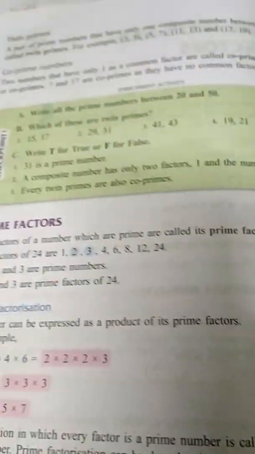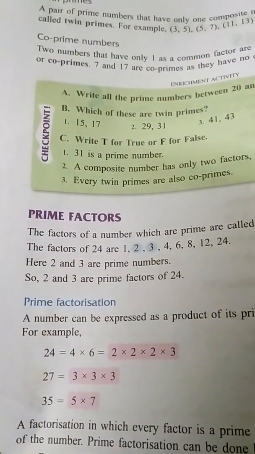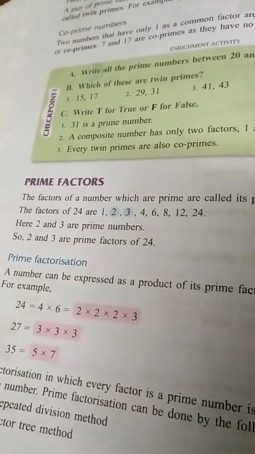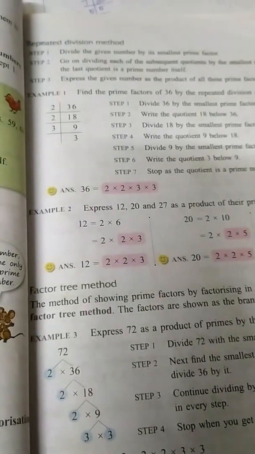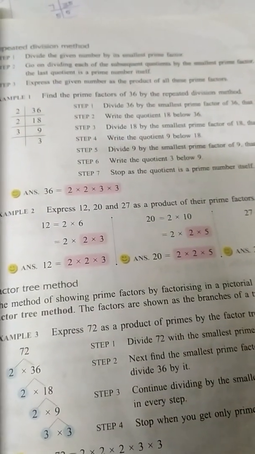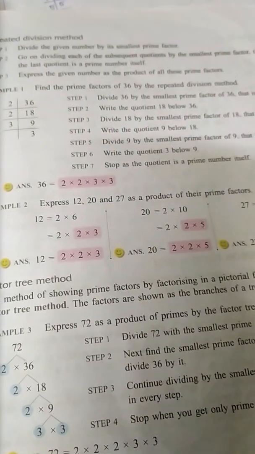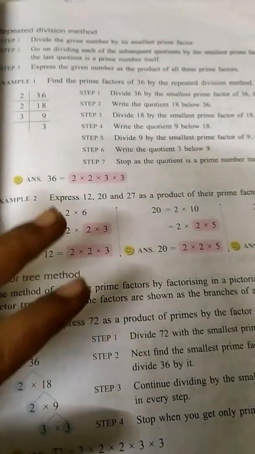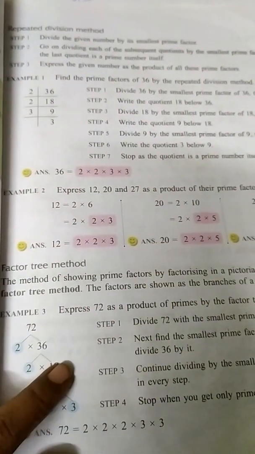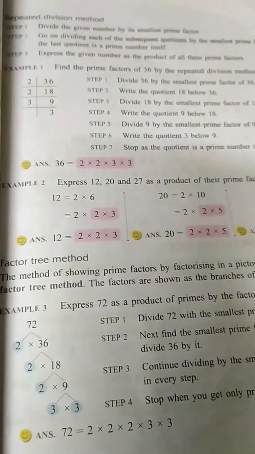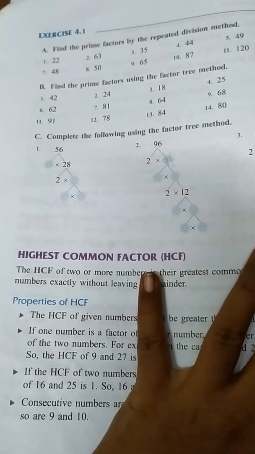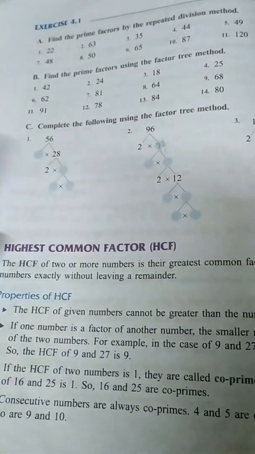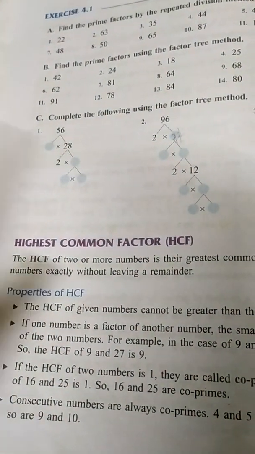And next, to find prime factors, we are going to follow two methods. One is prime factorization. We will do the long division method and find the prime factors. And there is also an alternate method, the factor tree method. These are the two methods we are going to learn in this exercise. Your exercise number 4.1: find the prime factors by the repeated division method. So using the division method we are going to find prime factors.